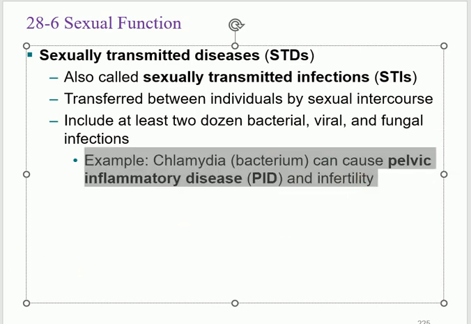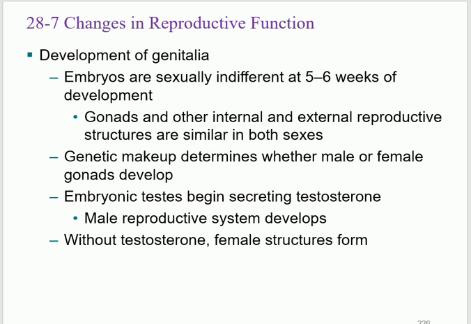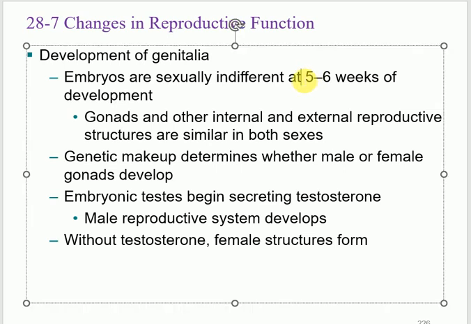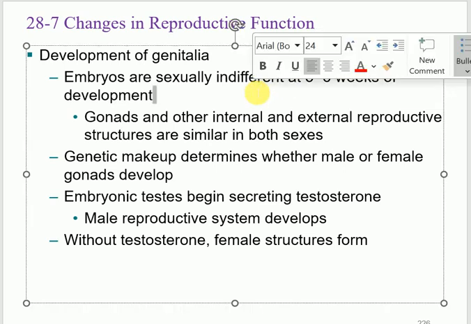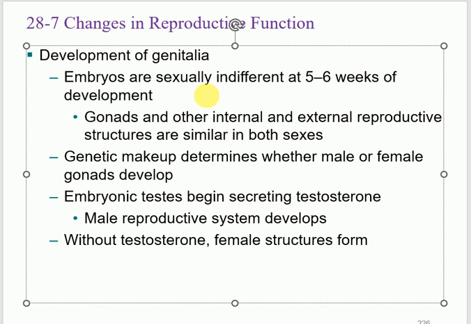Development of genitalia during the embryo stage, at 5 to 6 weeks, like until a month and a half, is not different. Both of them are the same. Gonads, same. Internal, external, same. Very similar. No difference. And then, if it is a male, it means it's XY. So there is a Y, and this is a difference. In females, it's XX. There is no Y.